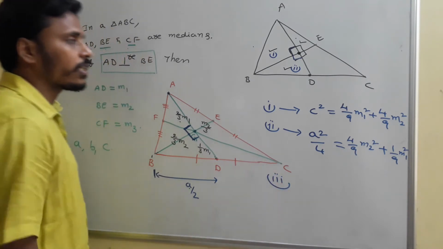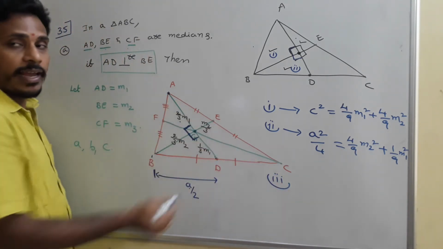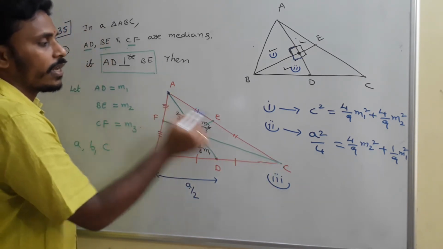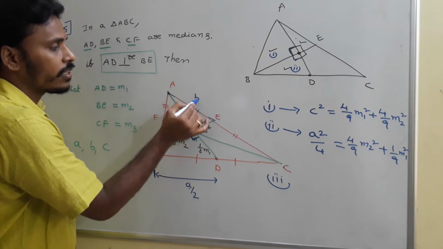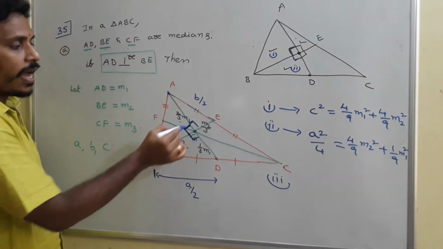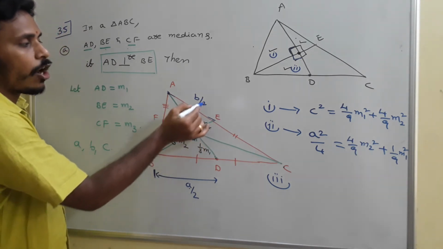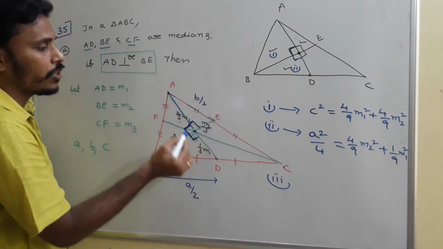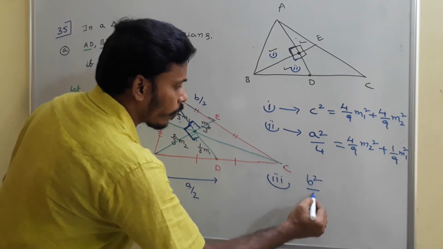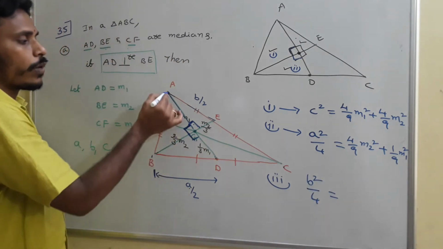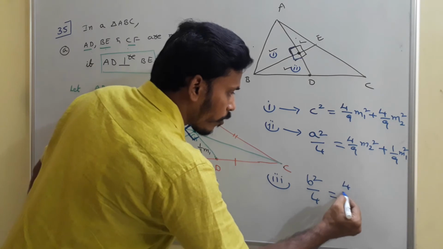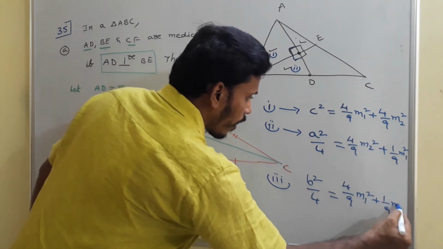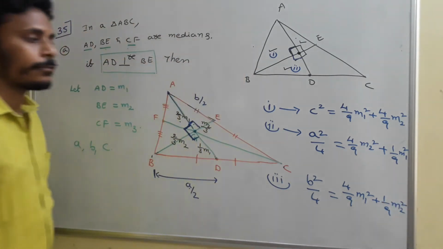If you apply that for the third triangle, just look there. This is the triangle. Here we have 90. This AC length is B, and this AE length is half of B, which is B by 2. Since here it is 90, the side opposite it, B by 2, is the hypotenuse, and its square is the sum of the squares of these two. So you have B square by 4 is equal to the square of this 2 by 3 m1, which is 4 by 9 m1 square, plus the other square, 1 by 9 m2 square.